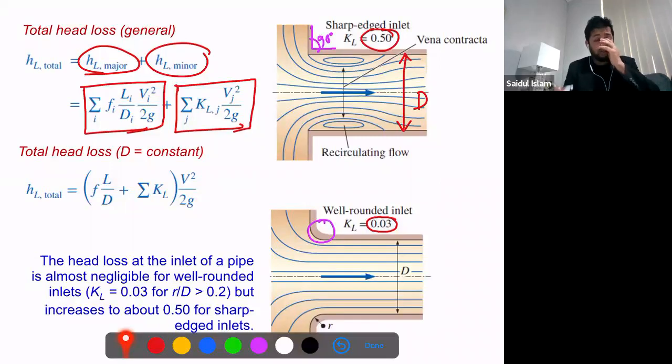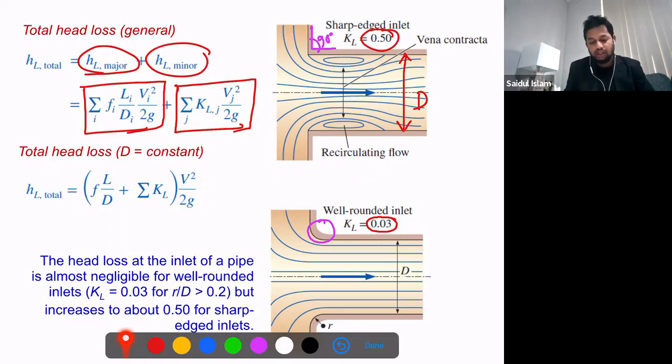So this inlet section is really important. If you want, you can take notes. The minor loss at the inlet section depends on the shape of the inlet, but it doesn't make that much difference when we have different outlets. That I will prove and discuss later.